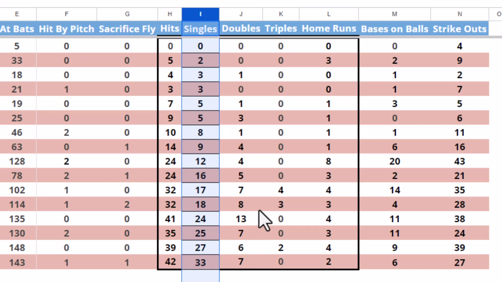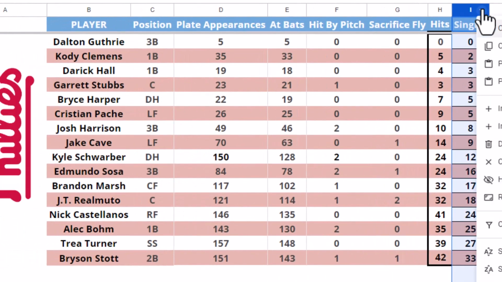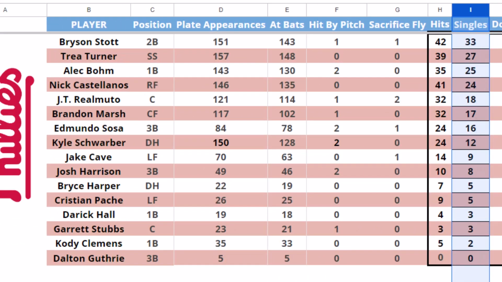You can say, okay, poor Dalton didn't have any singles. Who had the most singles? Looks like Bryson Stott had the most singles with 33. And you can sort any column either direction, up, down, down, up.